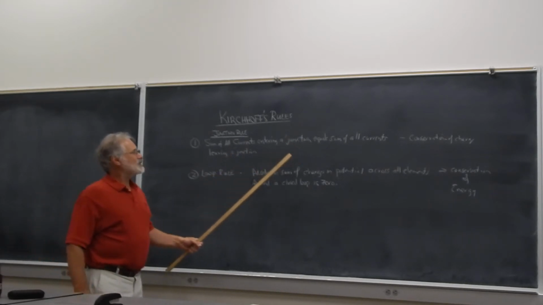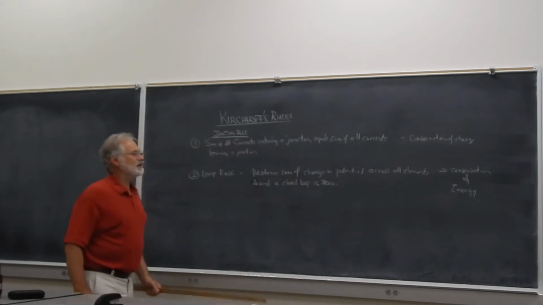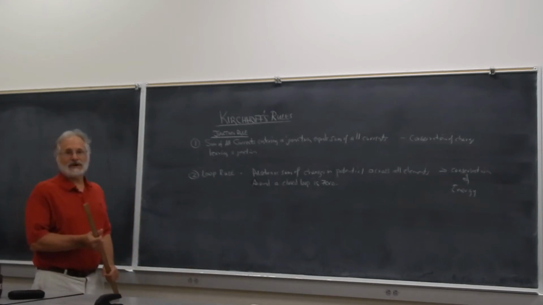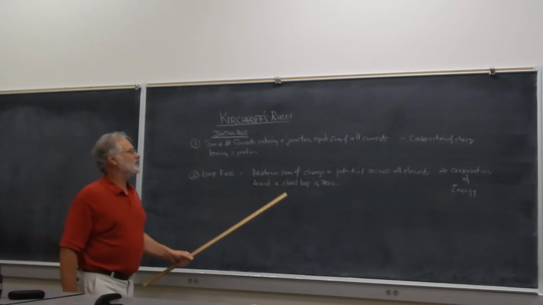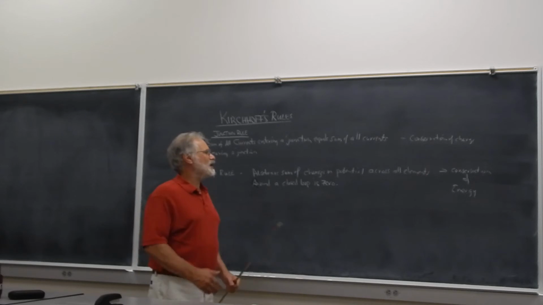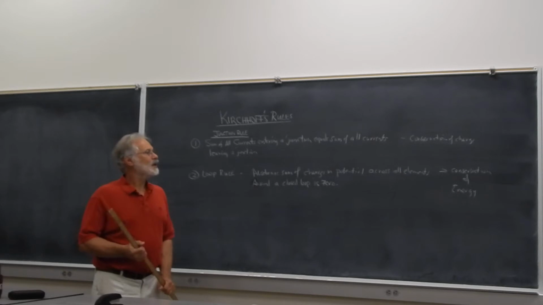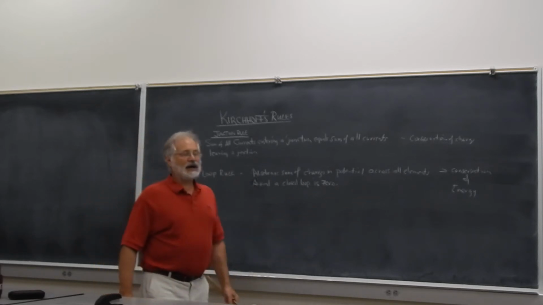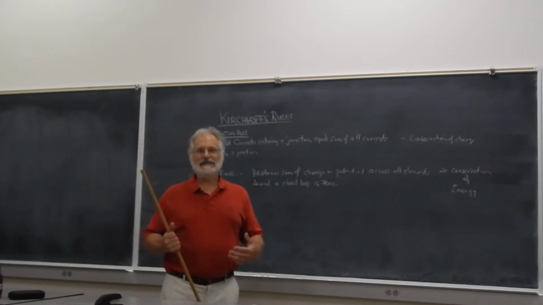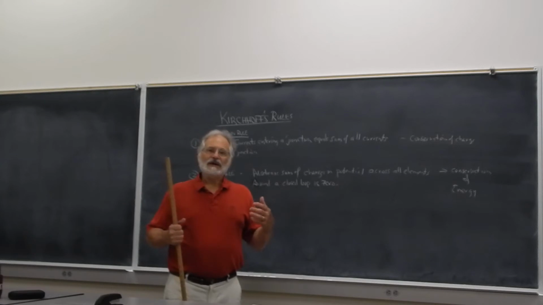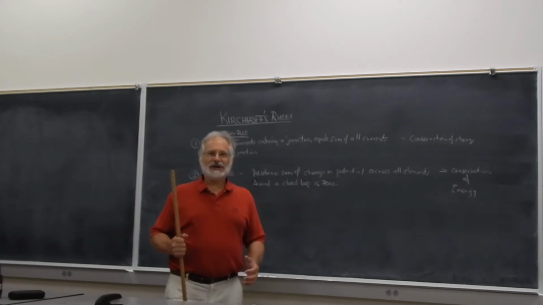This rule is based upon the conservation of charge, a fundamental notion in physics. The Kirchhoff loop rule says that the algebraic sum of changes in potential across all elements in the circuit around a closed loop is 0. That's based upon the conservation of energy. So even though these are operational tools to solve a circuit, the consequences are fairly far-reaching, two fundamental conservation laws in physics.